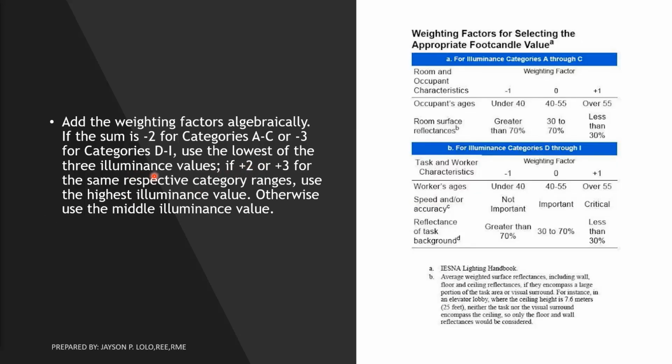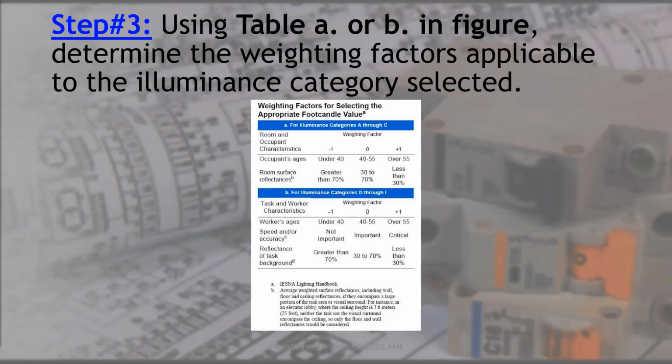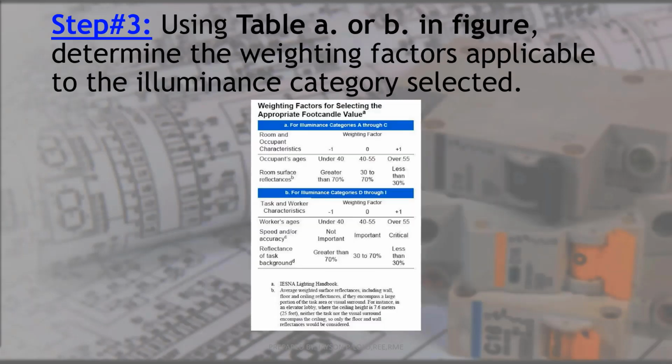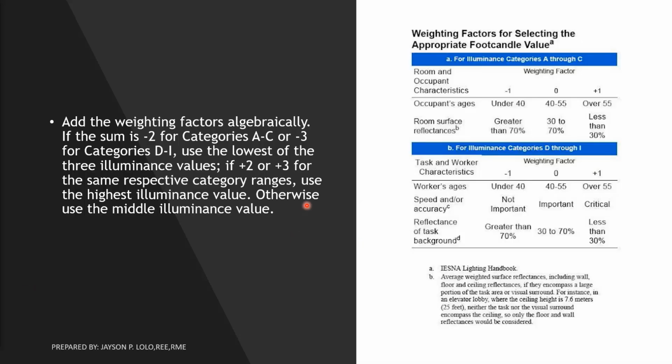Now, if positive 2 or 3 for the same respective category ranges, you must use the highest illuminance value. So let's go back to the table. Positive 2 and 3, you will now use the highest, 50. Okay? Now, the other one is, if otherwise, use the middle illuminance value. If it has other values other than negative 2, negative 3, positive 2, and positive 3, now you will use the middle illuminance value.